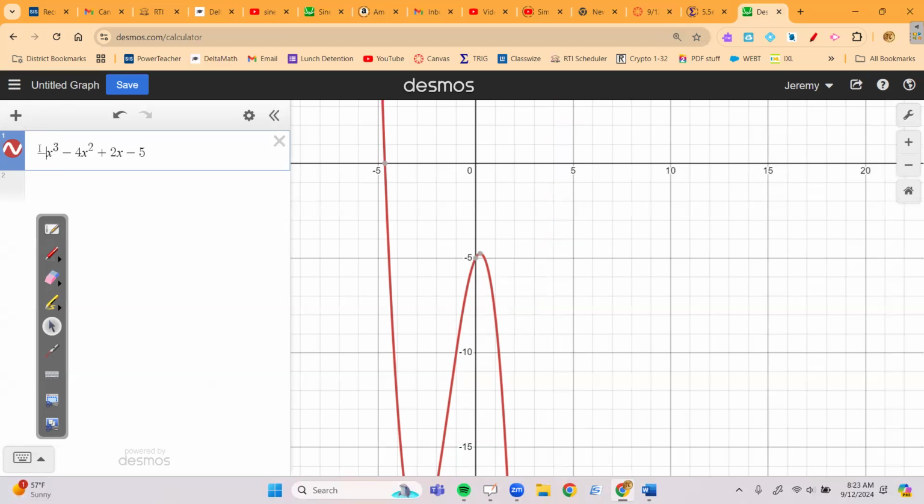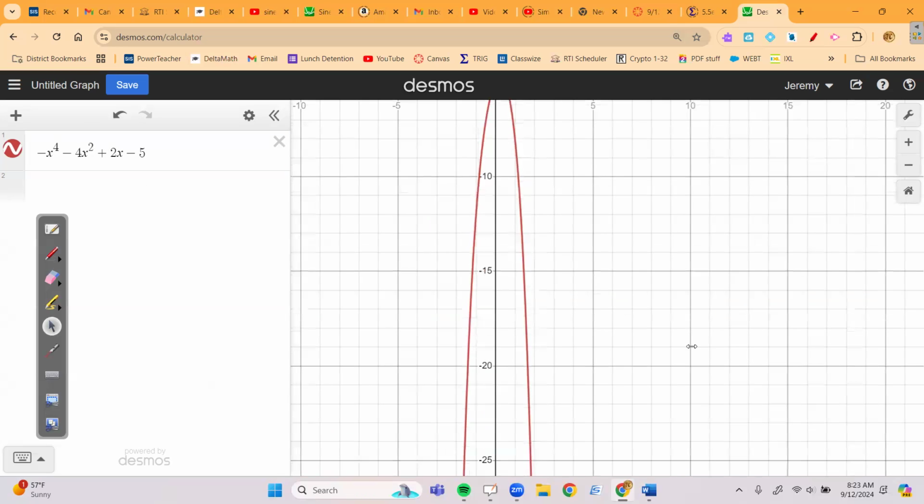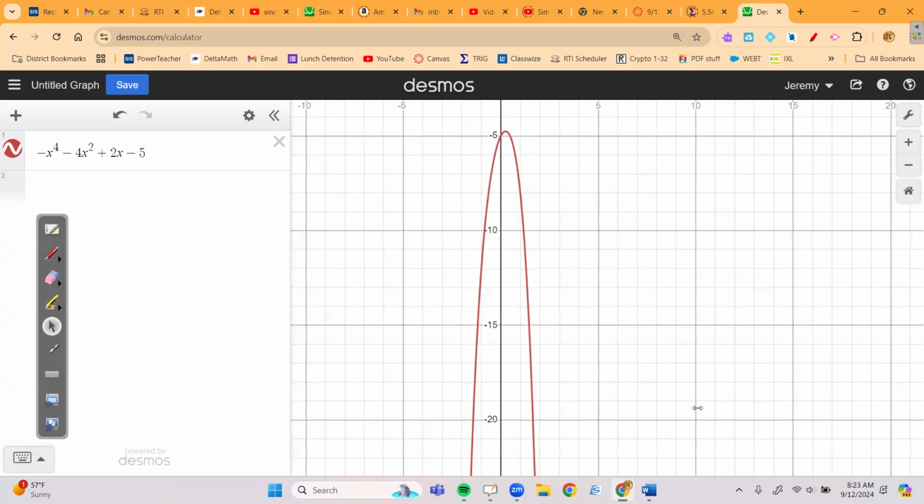High, low, right? It starts high, comes in from the north, and then it ends low. And that's all because I put a negative on the front. Watch what happens if I change the degree from a 3 to a 4. What would you say is the end behavior of this polynomial function? Low, low. Very good.